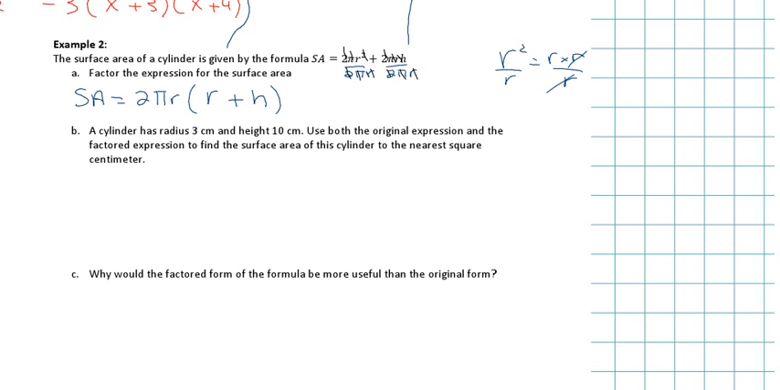Good. Now part B is asking you: a cylinder has a radius of 3 centimeters and a height of 10 centimeters. Use both the original expression and the factored expression to find the surface area of this cylinder to the nearest square centimeter. So basically the question is telling you that r equals 3, h equals 10, plug it in. So using the original.